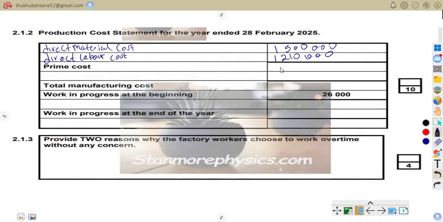So we add our direct material and direct labor cost to get prime cost. For us to get prime cost, we add direct material cost plus direct labor cost, and then we get 2,710,000. This is our prime cost. So now we are to have the factory overhead cost.